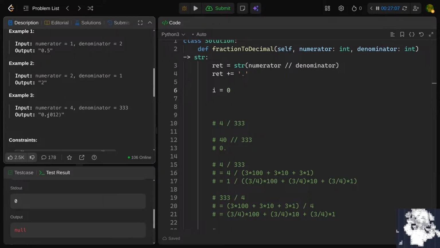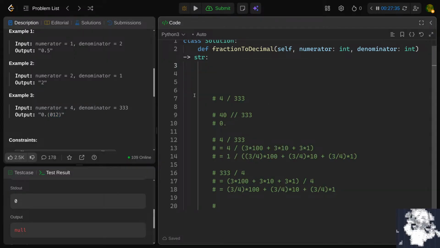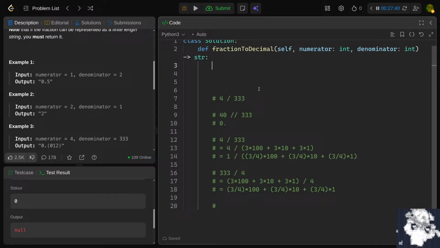But that's not going to tell me which parts repeat. I guess if I do it to very high precision, I can just see which parts end up repeating. Okay, that's my idea right now because I don't know how to do long division. So let's try this crazy idea.